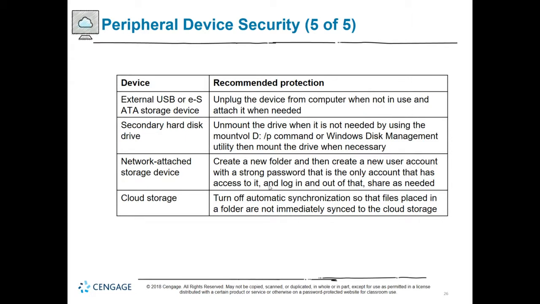For cloud storage, turn off automatic synchronization so that files are replaced in the folder but not immediately synced to the cloud storage. Because what happens if you have the crypto malware that goes into your network, into your cloud storage folder, and it's automatically sent to the cloud where all your other files are? That malware is going to attack those files out there, and it's going to encrypt those as well.